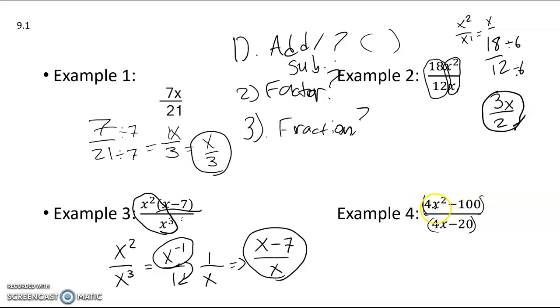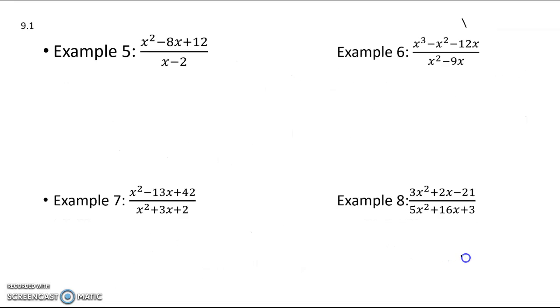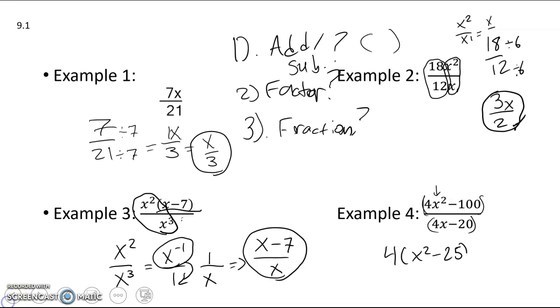Now, if I'm going to start with this top one, I'm going to see what I can factor out. Well, I can factor a 4 out, and I'm left with x squared minus 25. And if we look even further, I have a perfect square here. I have an even exponent and a subtraction. I can do difference of squares, or what they call DOS.